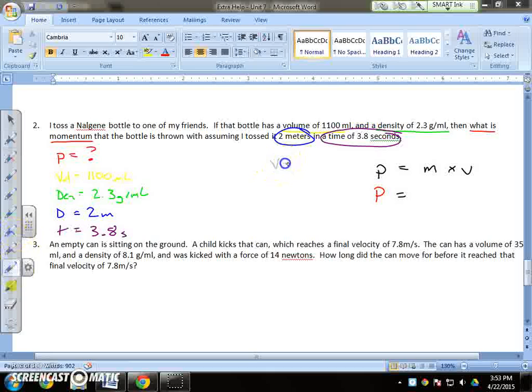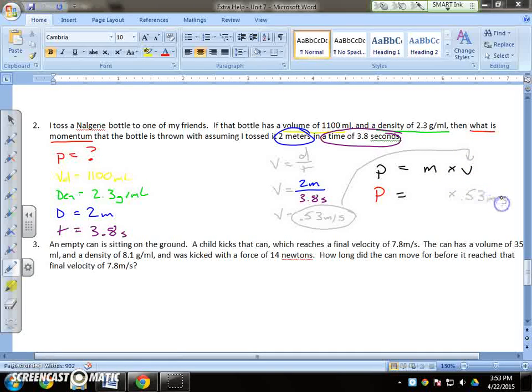We've got velocity equals displacement divided by time. Again, we could plug in some quick numbers. V equals 2 meters divided by 3.8 seconds. And all of that is going to give you a nice little velocity of about 0.53 meters per second. And that whole thing kicks into here. So we've got times 0.53 meters per second. Awesome.